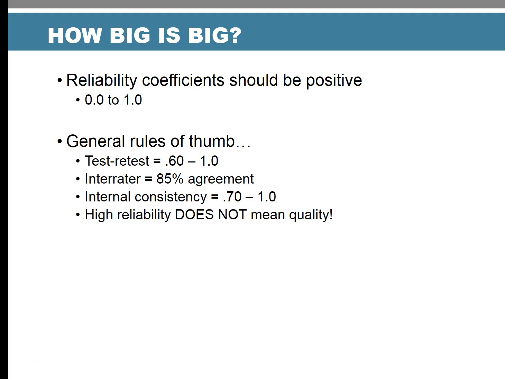But note that high reliability does not mean quality. It just means that it's consistent. And this is where we'll get into the difference between reliability and validity. Reliability is looking at the consistency of a measure over time. And when we get into validity, we'll see that validity is looking at the quality or the accuracy of that measure.